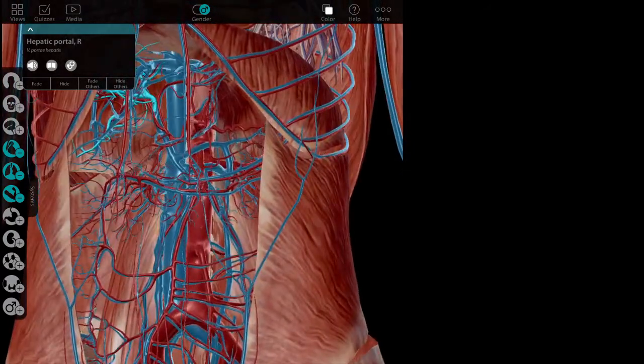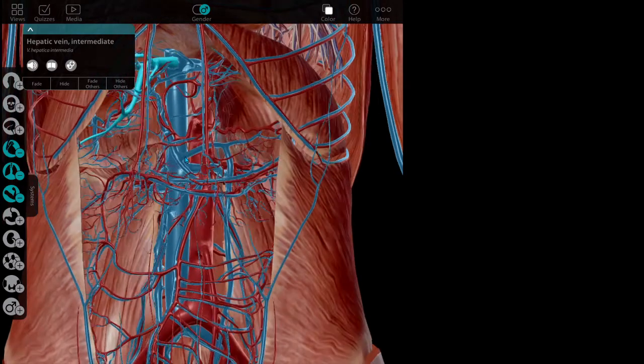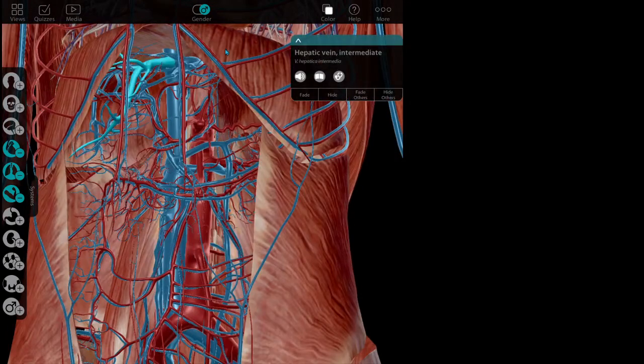Then from the hepatic portal, it drains to your common hepatic vein. Then it connects here. If I remove that, you can see it connects to the liver.